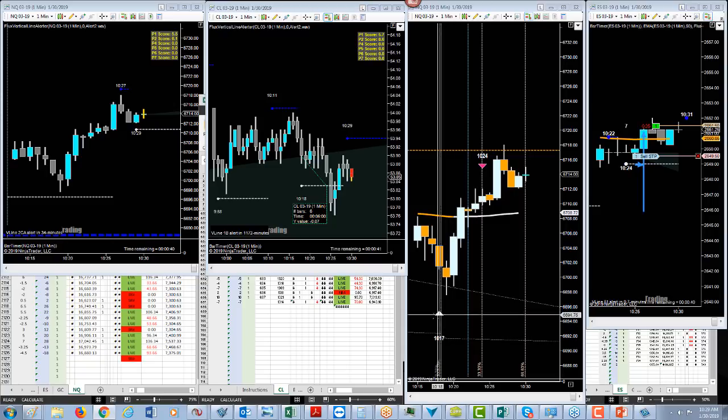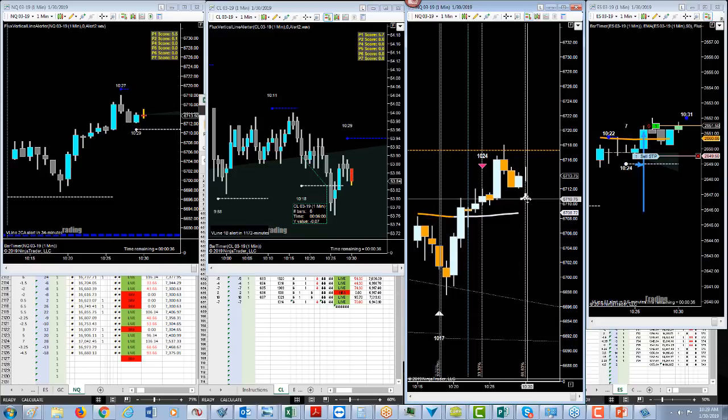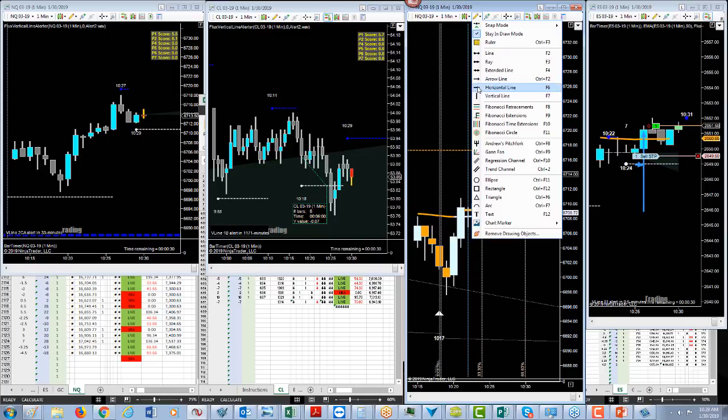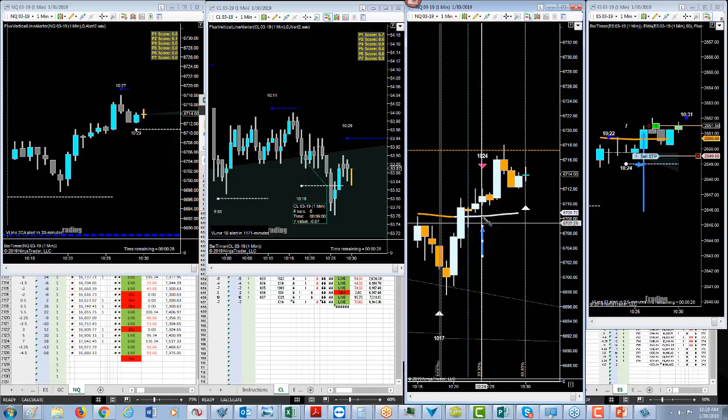Okay, next split in the NQ coming up right here. When you get close to an econ, a lot of times, guys, the signals will split. We'll go up at 10:24 and we'll go down at 10:30. Keep an eye on it. 10:29 is a buy signal on the NQ system.